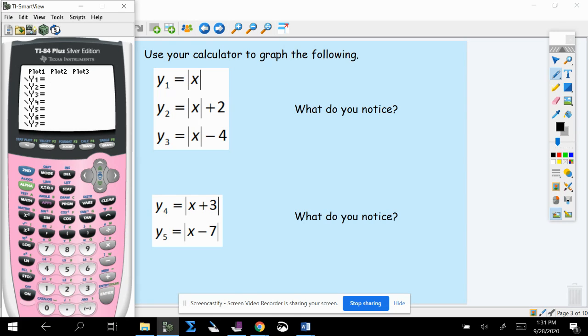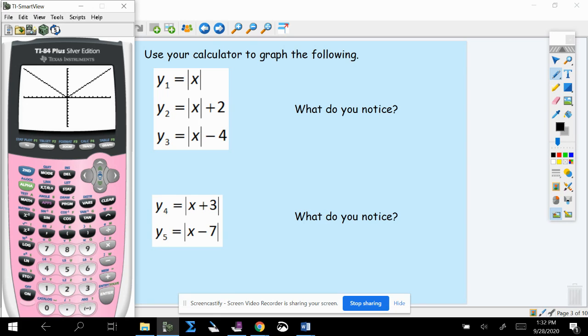If you were to graph just the absolute value of x, you're going to hit the math button. You're going to go over to number, and then you're going to hit absolute value, and you're going to type in just x. X is the button that's next to the alpha. You're going to hit that X button. If you hit graph, I'm just going to right now hit zoom. Zoom is in the middle of the top row, and 6. That's going to get us what's called a standard window, a 10 by 10 window. So here's the graph of the absolute value of x.